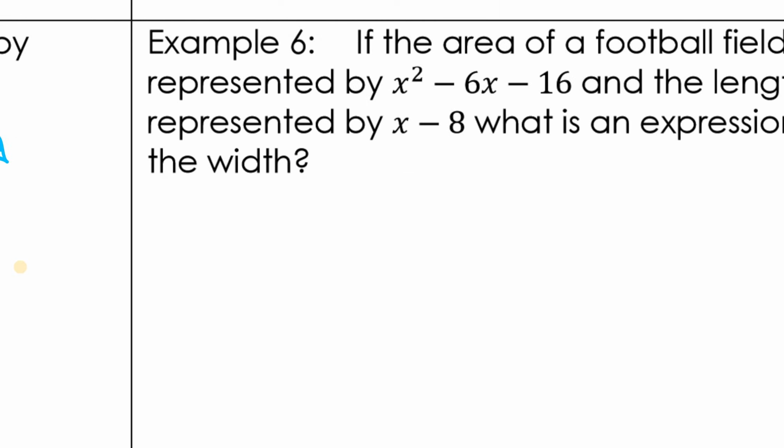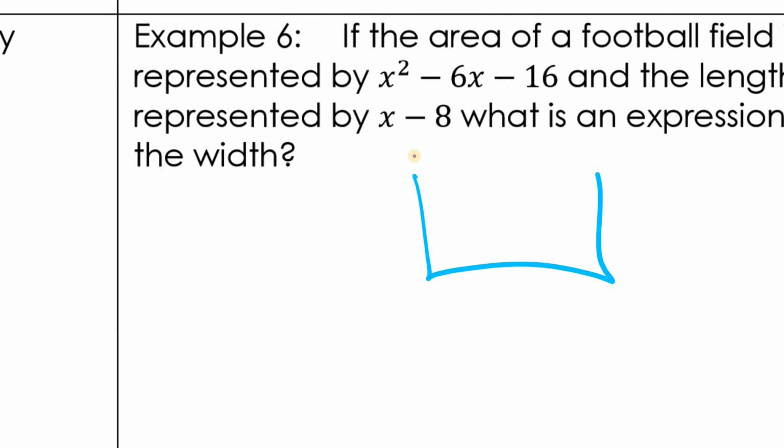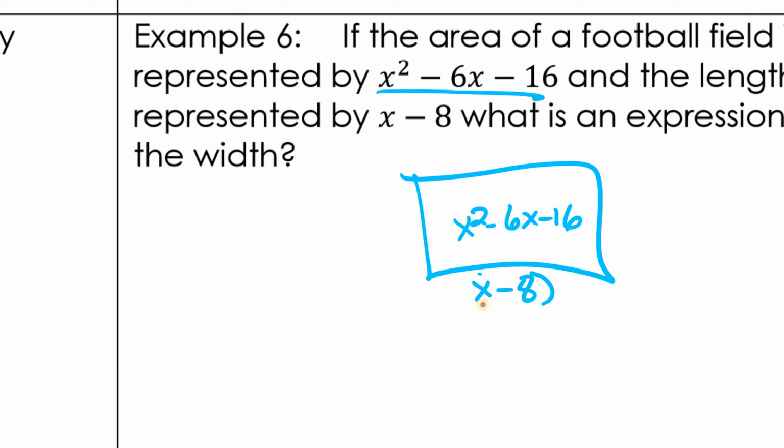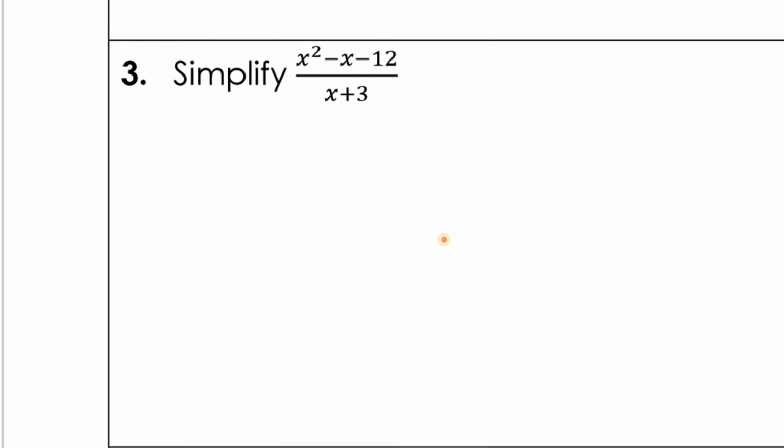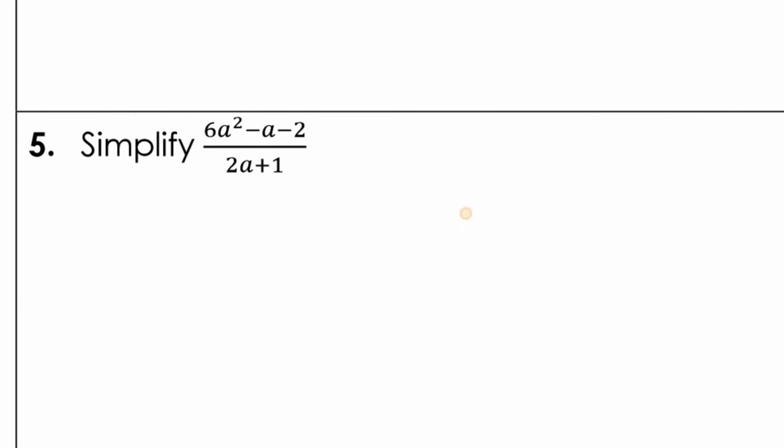Number 6 is done the same way. You can draw a rectangle and label it, but the area is x squared minus 6x minus 16, and one of the sides, or the length, is x minus 8. So the question is, what other binomial would we multiply by to get that? Well, if it's x squared, we would need an x times an x. And then how do I get this negative 16, negative 8 times what? All right, so you've got those examples. I don't want to finish that one. I want to work on one of these on the back.